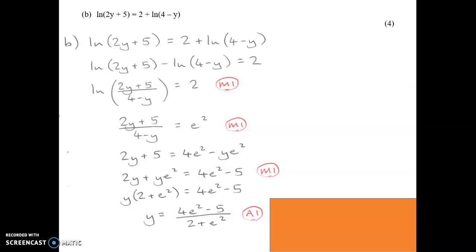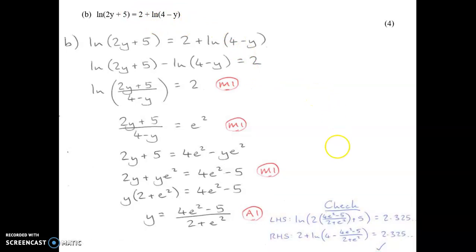Again, it's an equation, so I can check it simply by substituting. This time I'll need to substitute into the left hand side and see what I get, and then substitute into the right hand side and check that I get the same. So down here I have substituted into the left hand side, it's given me 2.325, etc., and then the same on the right hand side, and you can see it gave exactly the same answer. So that looks correct. So that's it for those questions.